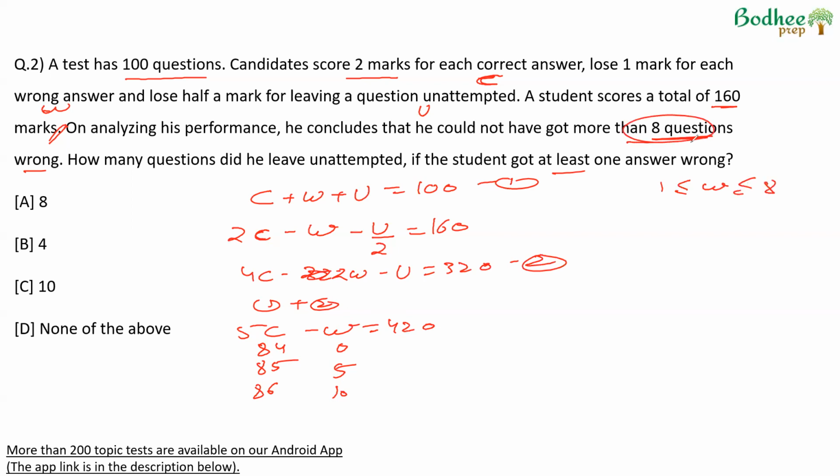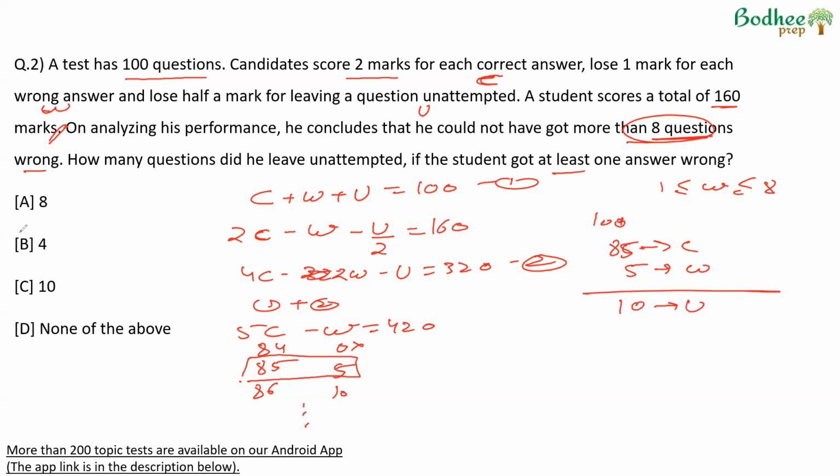But we know that W has to lie between 1 and 8, both included. He could not have gotten more than 8 questions wrong, and at least 1 question was wrong. So for every solution beyond this, W will be more than 8. Here W is 0, so the only possible solution is 85 and 5. Therefore, the student got 85 questions correct, 5 questions wrong. There were a total 100 questions, 85 plus 5 is 90, and therefore 10 questions were unattempted.